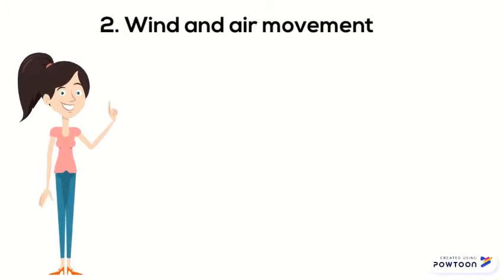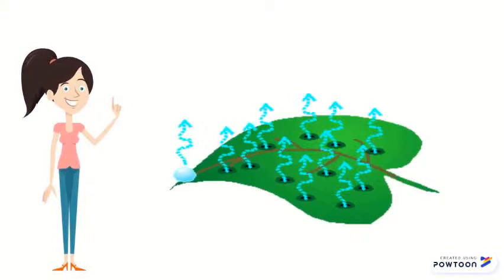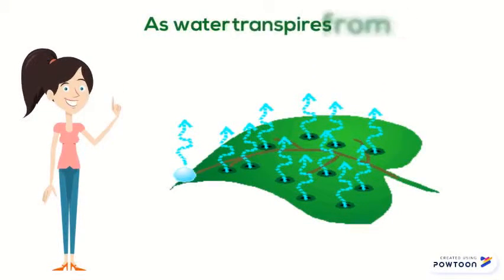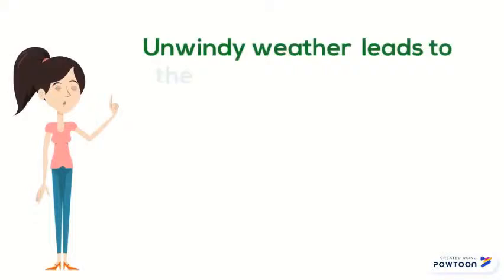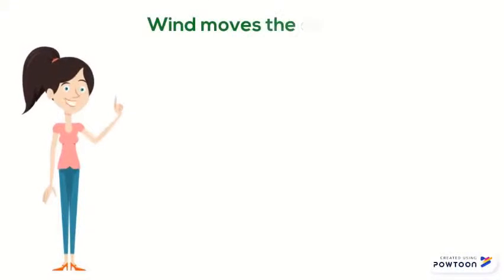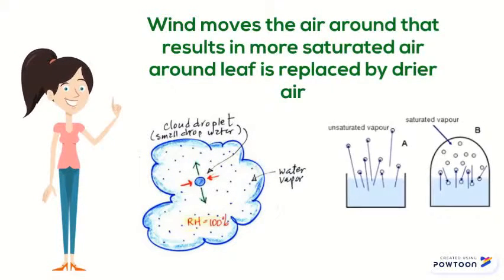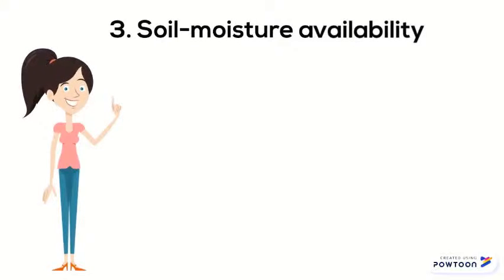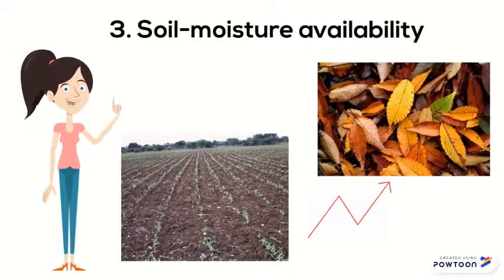Wind and air movement. Increased movement of the air around a plant will result in a higher transpiration rate. This is somewhat related to the relative humidity of the air, in that as water transpires from a leaf, the water saturates the air surrounding the leaf. If there is no wind, the air around the leaf may not move very much, raising the humidity of the air around the leaf. Wind will move the air around, with the result that the more saturated air close to the leaf is replaced by drier air. Soil moisture availability. When moisture is lacking, plants can begin to senesce and transpire less water.